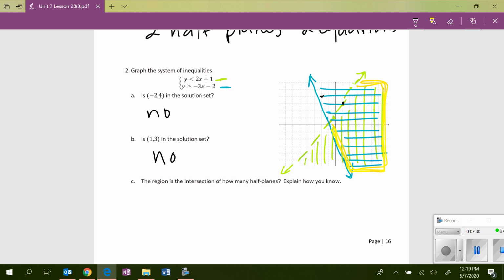The region is the intersection of how many half planes? Again, we've got 2 equations, so 2 half planes.